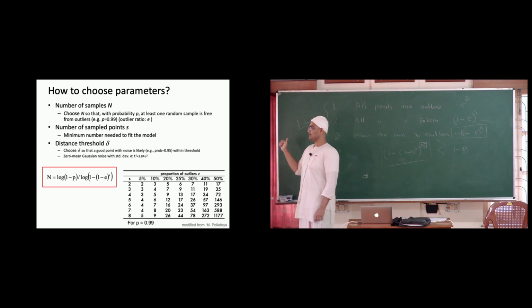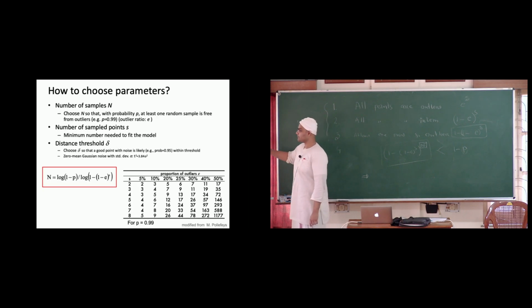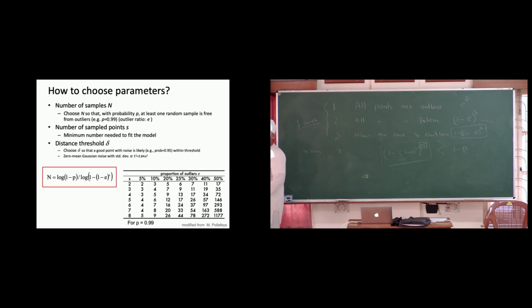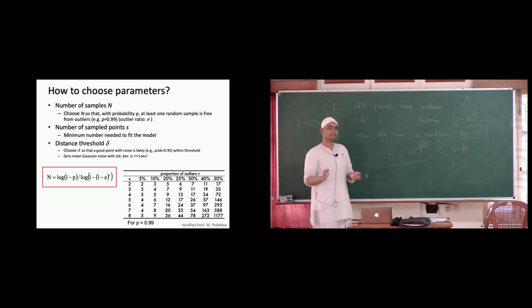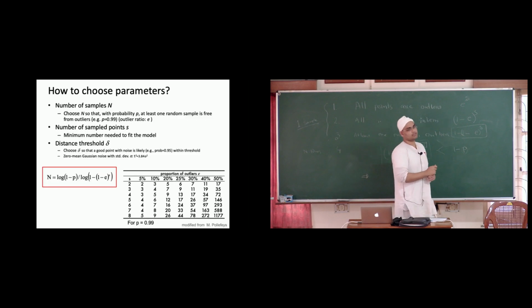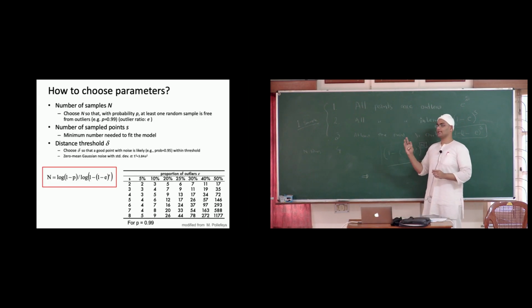I have E and I have S, and this is for a particular P. So P is fixed. If you want the 90% accuracy, then your P is fixed, you have the S and you have the E.